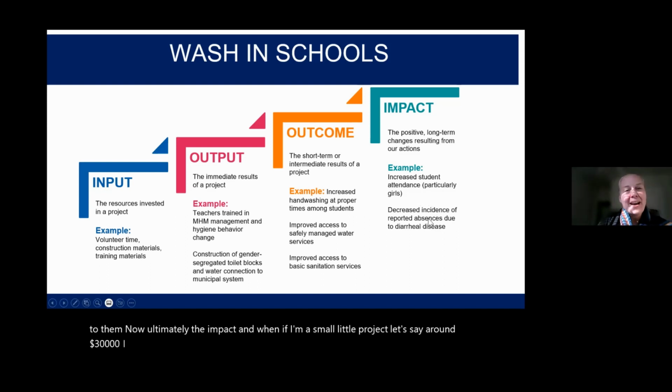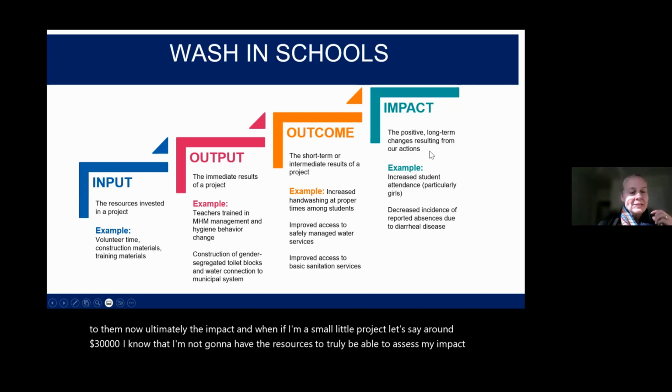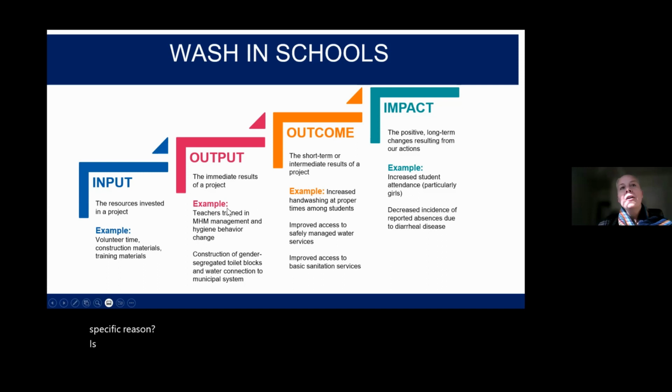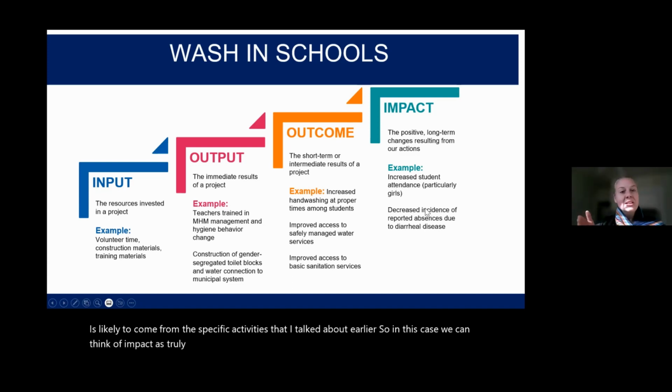Now, ultimately, the impact, and if I'm a small little project, let's say around $30,000, I know that I'm not going to have the resources to truly be able to assess my impact. But what I'm hoping still in my mind is that I'm doing these activities ultimately for what reason? What specific reason is likely to come from the specific activities that I talked about earlier? So in this case, we can think of impact as truly being increased student attendance, particularly girls.